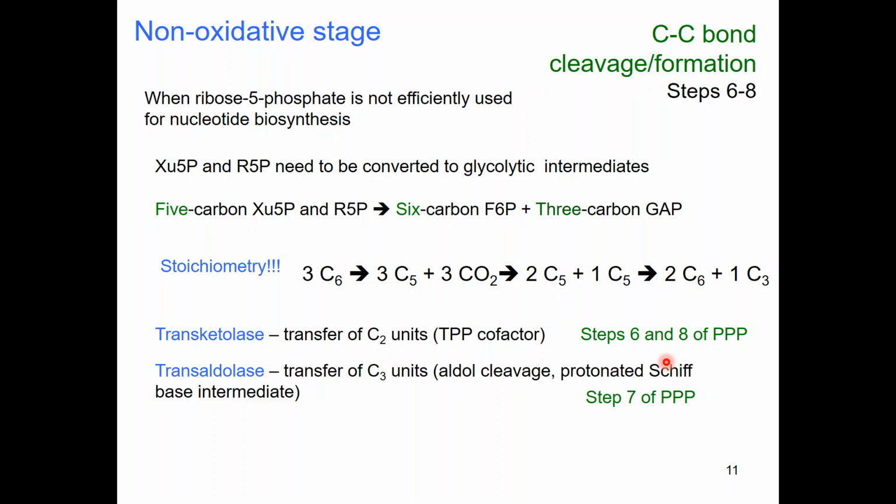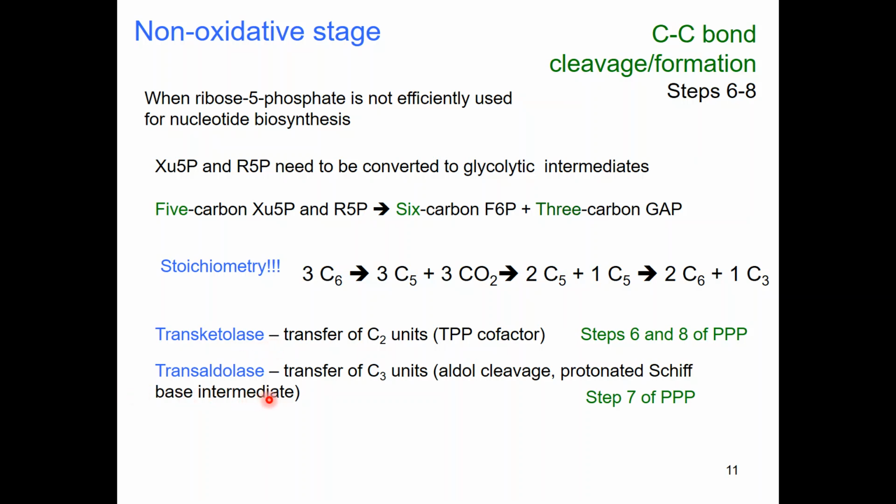We are ready to proceed with the most challenging stage of this process for the students to understand, I would say, the stage involving steps 6, 7, and 8, which involve C-C bond cleavage and formation. In this stage, we are going to use new enzymes, called transketolase and transaldolase.